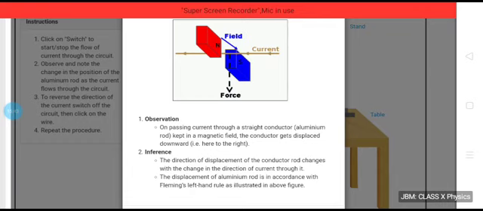Now, are you able to compare the direction of force with the previous case? Obviously, the force has changed its direction. In the previous case, it was directed upward. Now it is directed downward. The rod got displaced towards the right. So in passing current through the conductor, again it experienced a force due to which it got displaced. Since the direction of current was changed right now, the direction of force has also changed.